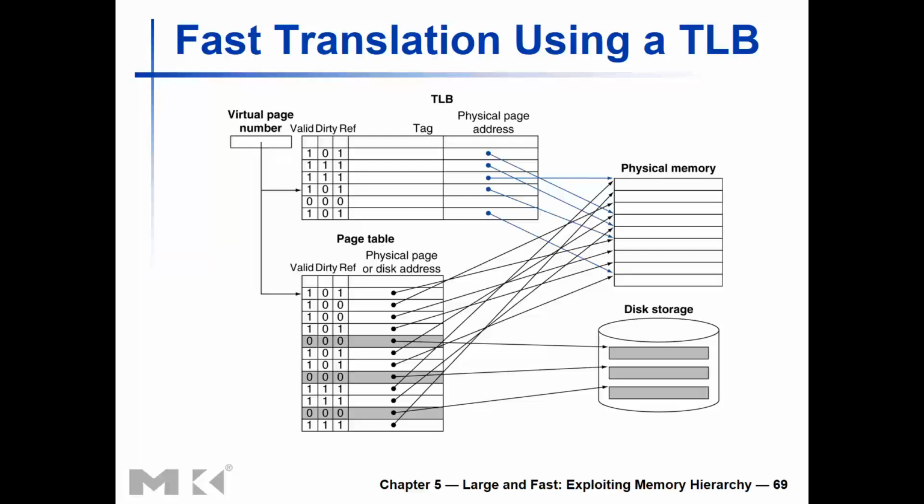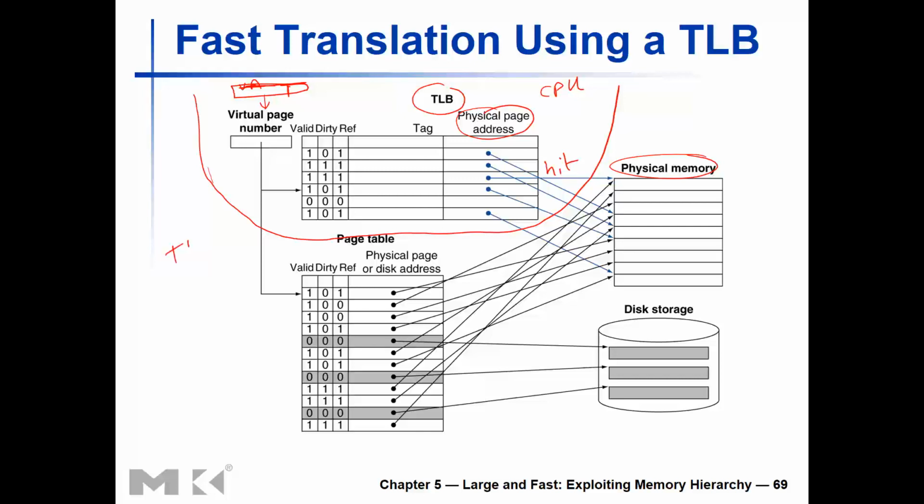I want to make sure that we understand where the boundaries are. This is happening within the CPU. I have the virtual address, and from it I get the virtual page number. I access the TLB, which is a quick cache. If I find my entry in the TLB, which I hope, then I will do the translation very quickly. I will get the physical page number, form the physical address, and then I can access the memory. This is a TLB hit. If I don't find it, unfortunately, I will have a TLB miss.